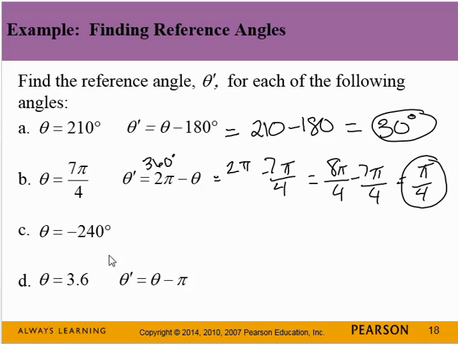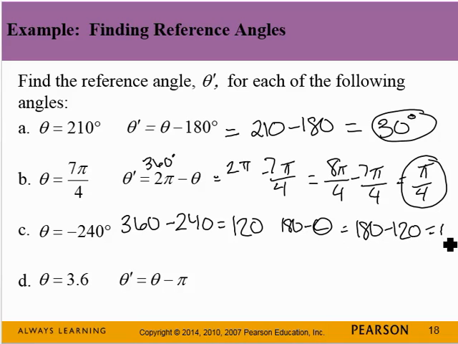So here we have a negative. We didn't talk about the negative before. You want to find your coterminal angle to this. So that means we have 360 minus 240, which gives us 120. So now we have the coterminal, now we can find our reference angle. In order to do that, you have to do 180 minus your theta. So 180 minus 120, which is 60. So when you have a negative, you want to find the coterminal, and then you find your reference angle.